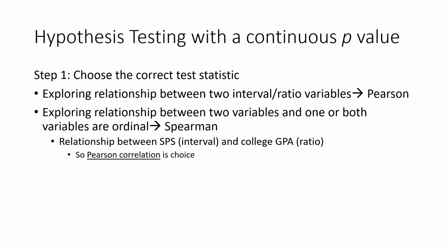In this case, we're looking at the relationship between people's score on the scholastic procrastination scale, which is an interval scale, and college GPA, which is a ratio scale. So that means that we are going to use Pearson correlation here, assuming the relationship between the two is linear and the scatter plot doesn't look funky in any way. But we'll do that when we get to the graphing.